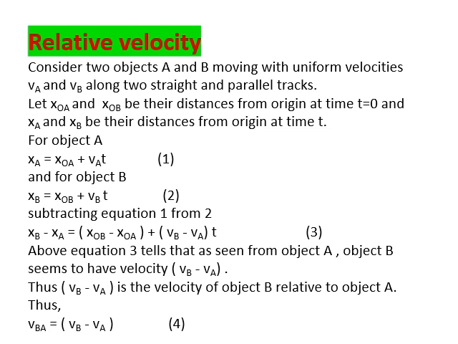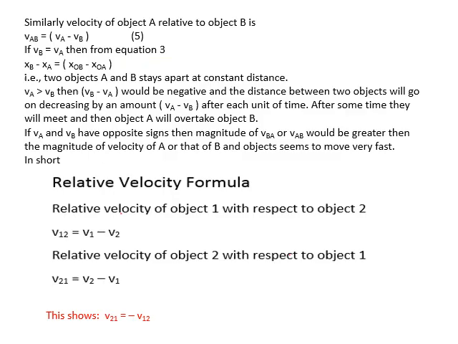On subtracting the two equations, we will get xB minus xA, and the term VB minus VA on the right side, and this term VB minus VA is the relative velocity of object B with respect to object A. Similarly, VAB will be equal to VA minus VB, and from that equation, VA minus VB will be xB minus xA, divided by t. That means it is the relative displacement upon time, and so it is called the relative velocity.